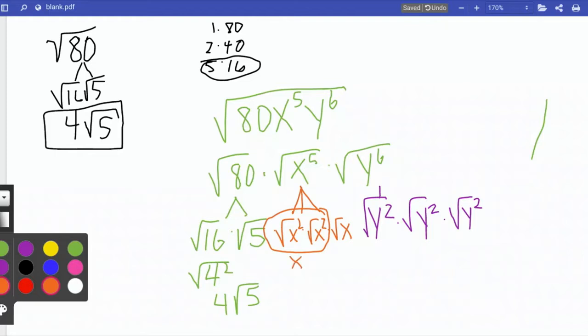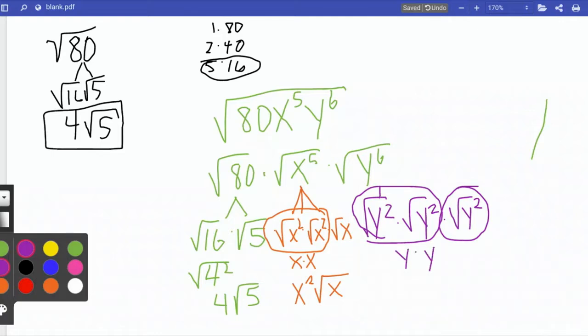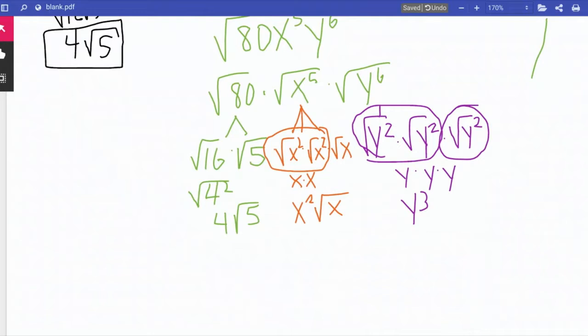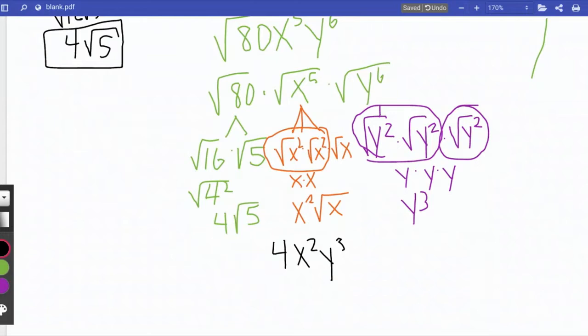This is just whole number x times whole number x, which is x squared. We still have the square root of x underneath the radical there. And here we've got y squared times y squared times y squared. Since you're taking the square root of a square, they cancel out, and this is actually y times y times y, which is y to the 3rd. So my final answer is going to be 4x squared y to the 3rd, because they're all outside the radical. And then underneath the radical, we have 5x left.